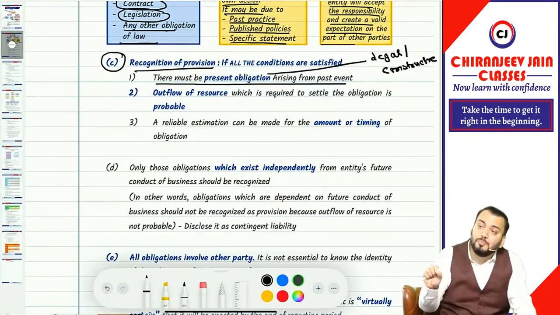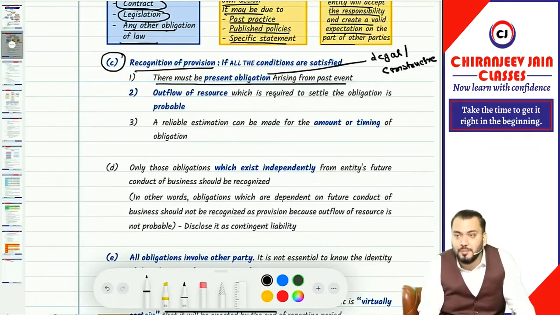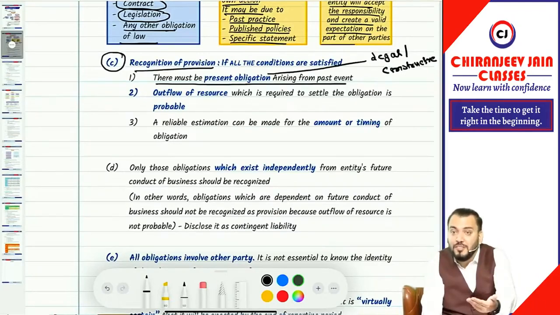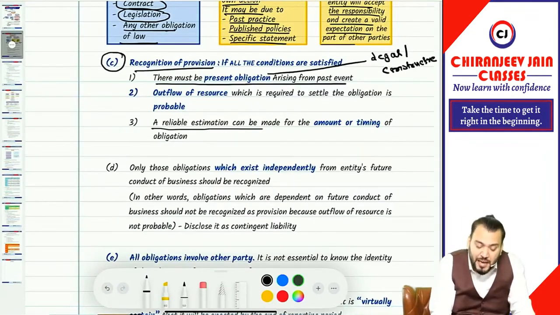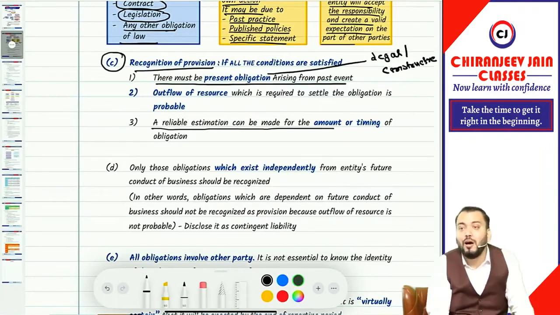Whenever I am saying probable, probable means chances are more than 50%. Means outflow is also probable. Outflow must be also probable. Correct? Third condition, a reliable estimation can be made for the amount or timing of obligation.